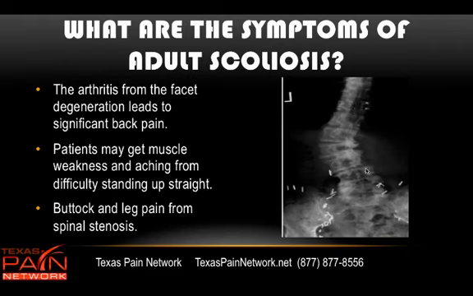Here's a curve here. This would be the convex side of the curve. This would be the concave side. You see how the nerve roots are coming out here, here, here. See how there's less room for them to get out as opposed to these areas? So the person, this is left, this is right, so this person would most likely have some right leg or buttock pain.